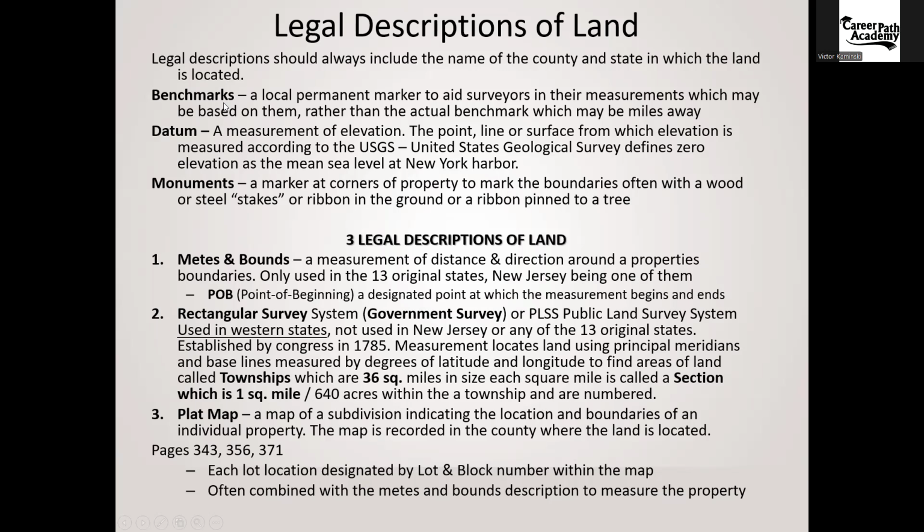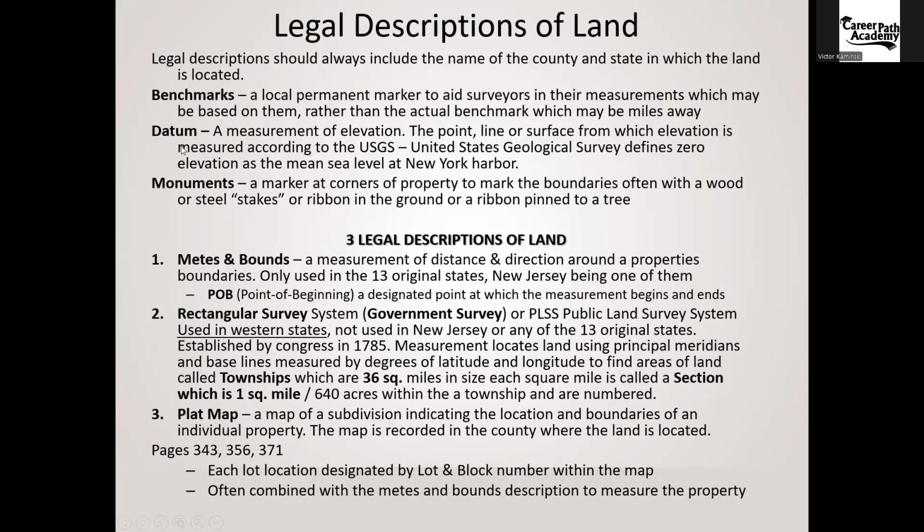Benchmarks are local permanent markers that aid surveyors in their measurements, which could be based on those benchmarks rather than the actual benchmark, which may be miles away. I'm doing this a little bit out of order from where this stuff is located here in the book, because you should probably understand these items before we start getting into legal descriptions.